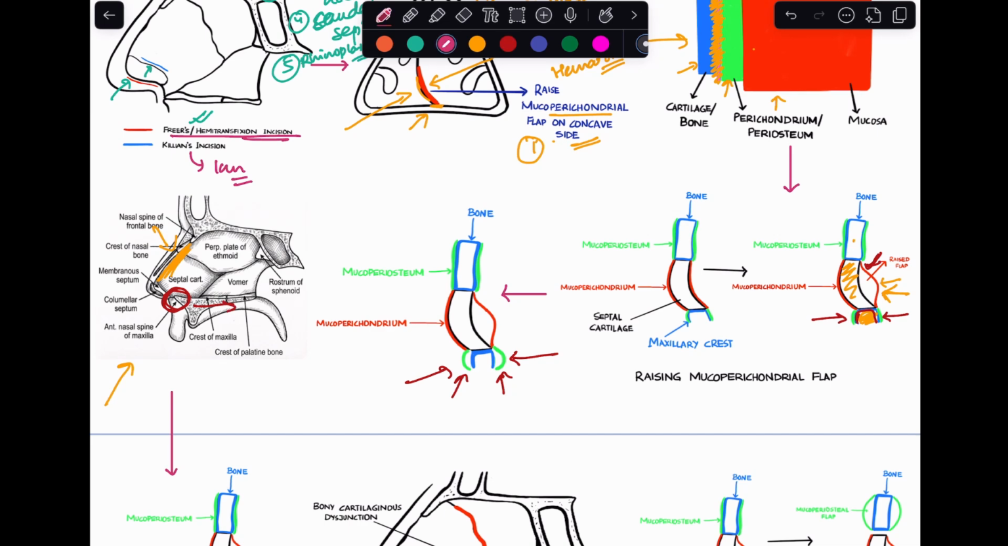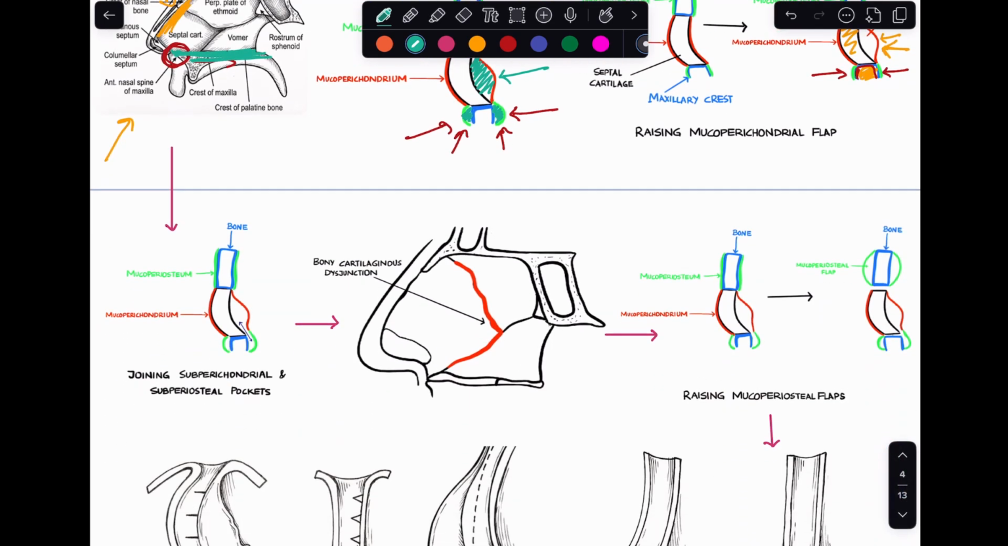Let's look at the image here. We will go posteriorly over here. So first here is the anterior nasal spine, then we have the premaxillary crest and the maxillary crest, and we have the crest of the palatine bone. Here we will raise the mucoperiosteal flap along this floor from front to back. Thus, what we have ended up creating here is the mucoperichondrial flap on the concave side, and then we have these mucoperiosteal flaps on the floor. Then our next step over here would be to join these. Let's look over here. This is what it will look like.